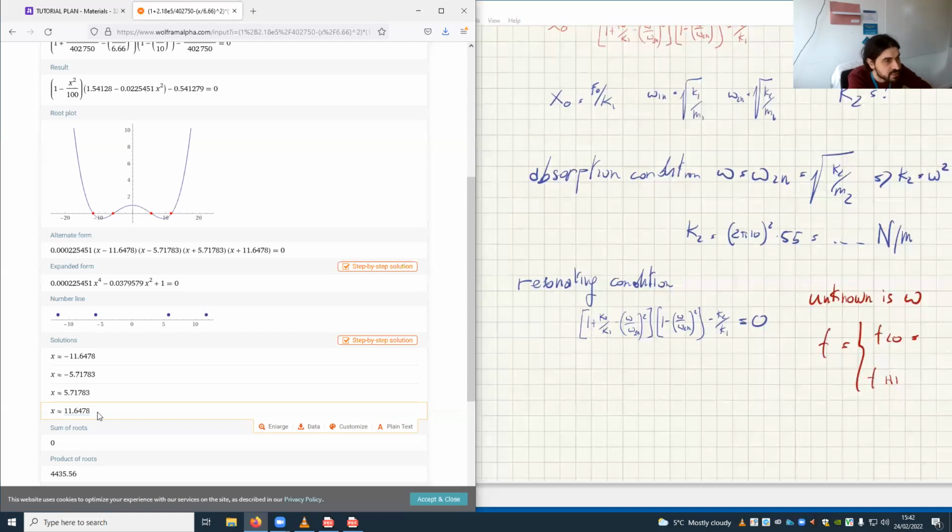F low is 5.7. And F high is 11.64. See, this mass and this stiffness have helped, but not a lot. So my driving frequency is 10 hertz.